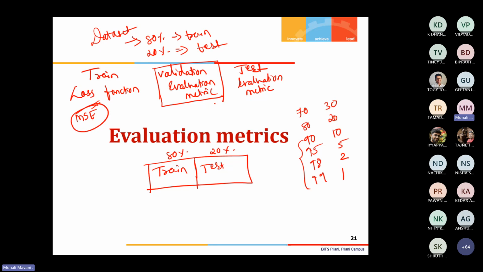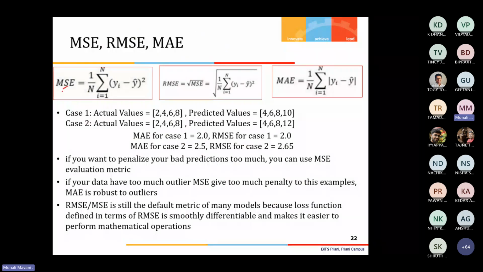Now comes the evaluation metric. When we talk about evaluation metrics, we have to do it on a test data set. There are many evaluation metrics based on which we test a model, and then we get the statistics on those evaluation metrics. Mean square error I've already talked about. This is what we used in the loss function during the training.